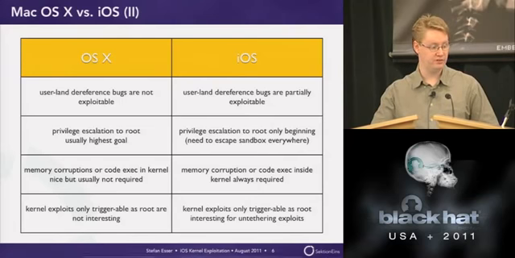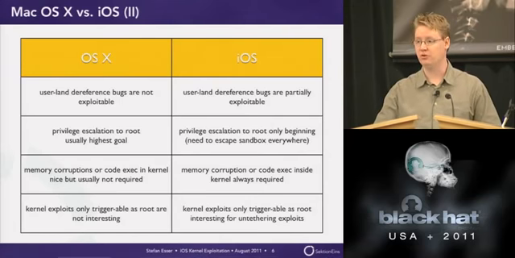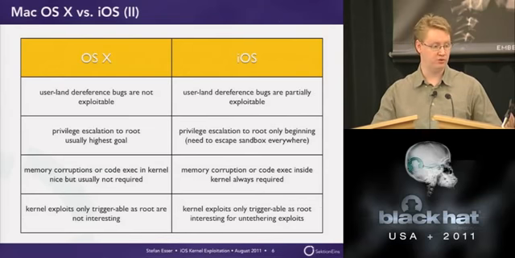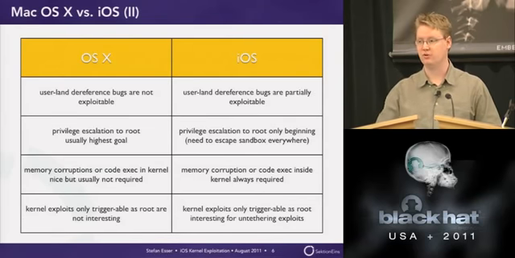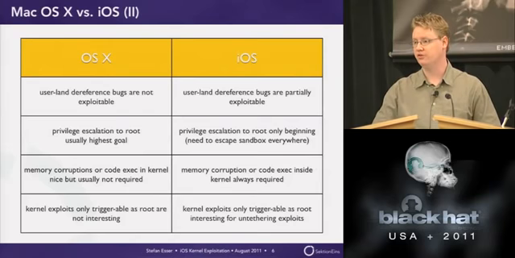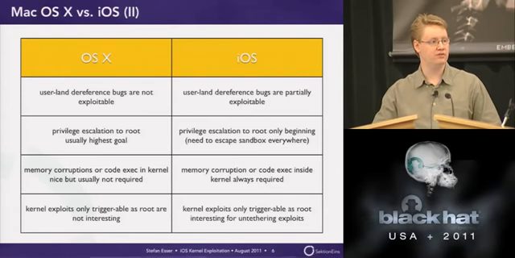When you look at OS X, nothing is sandboxed. Nowadays in Lion you have several things sandboxed, but in the previous version there was nothing sandboxed. So the only thing you wanted to have on OS X was to get root. In iOS, that's just the starting point. What you need is code execution in the kernel to disable all the security features. Therefore, on OS X, code execution or memory corruption inside the kernel is nice to have, but it's not really required. You just need a bug that gives you root.